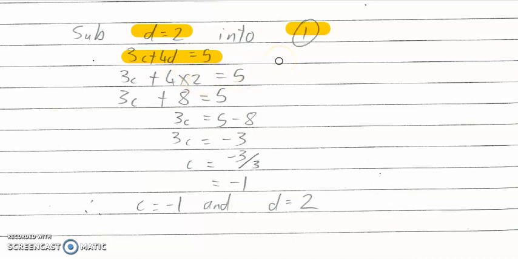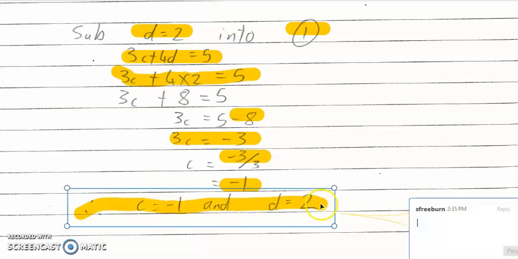I've replaced the letter d with the number 2. So, it becomes 3c plus 4 times 2 equals 5. 3c plus 8, 4 times 2 is 8, hopefully by grade 11 we know that, equals 5. I move the 8 to the other side of the equal sign, so 3c equals negative 3. Then I move this 3 over here, opposite of multiplying c by 3, dividing by 3. Negative 3 divided by 3 is negative 1, so c equals negative 1. Remembering, of course, I need a final statement as to what both my terms are. Therefore, c equals negative 1 and d equals 2.